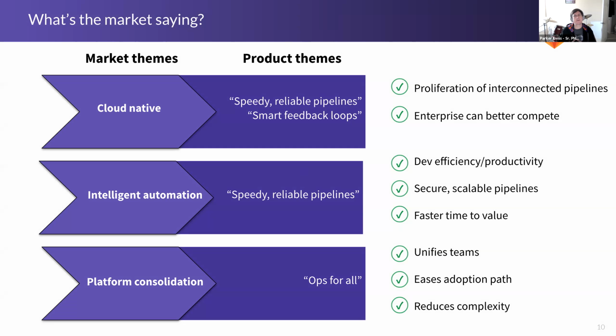So over the past year or so, we've talked to analysts. This comes from thought leaders, customer calls, et cetera. So I'm not going to point you to one report for all of this, right? But I think these are pretty commonly understood themes within the market and how they relate to our product themes for the ops section. So cloud native, right? It's the new norm, and so this relates directly to speedy, reliable pipelines and our emphasis on smart feedback loops this year in the product side of the house.